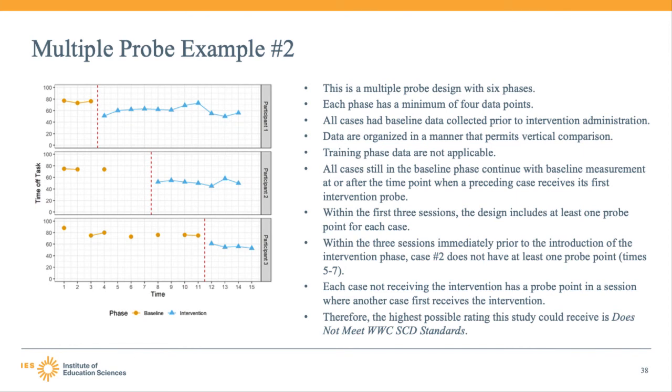When we evaluate the second multiple probe criterion, however, we cannot confirm vertical overlap for at least one probe point immediately prior to the introduction of the independent variable.